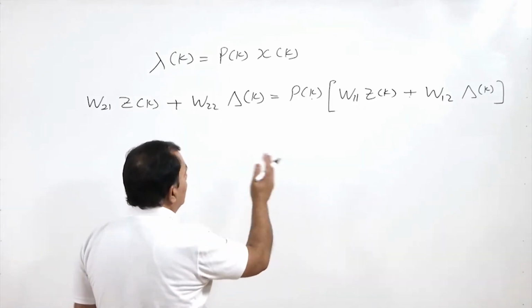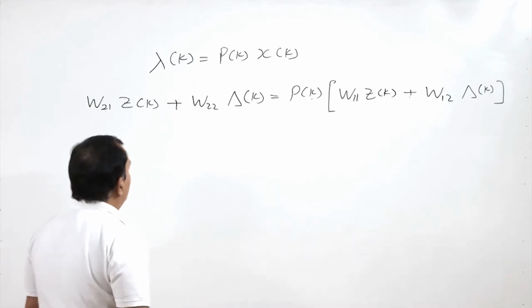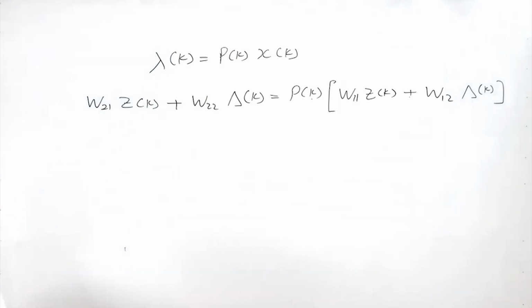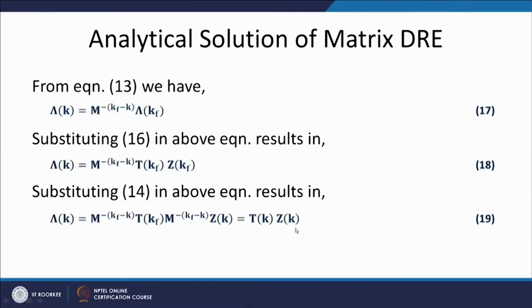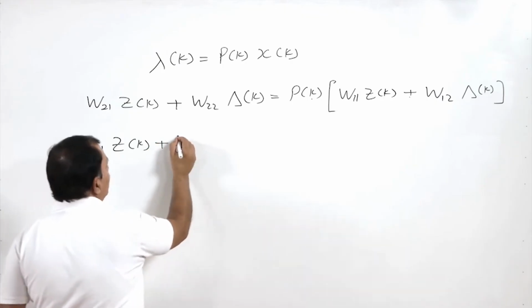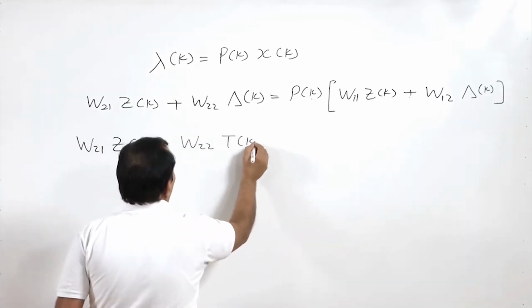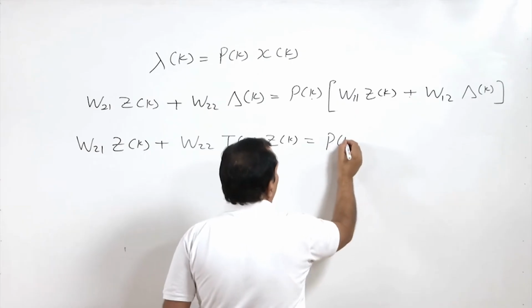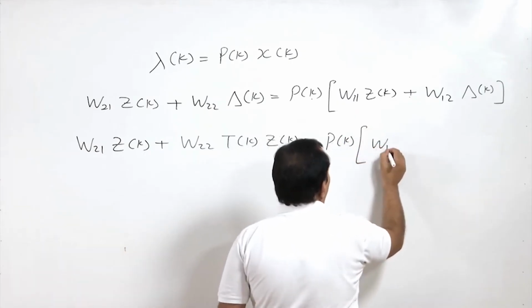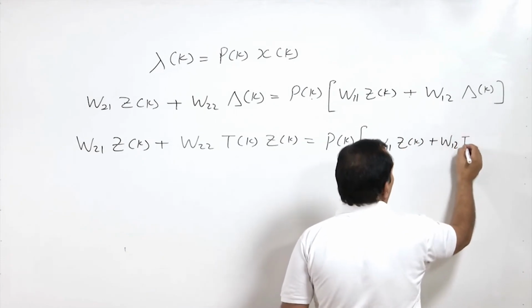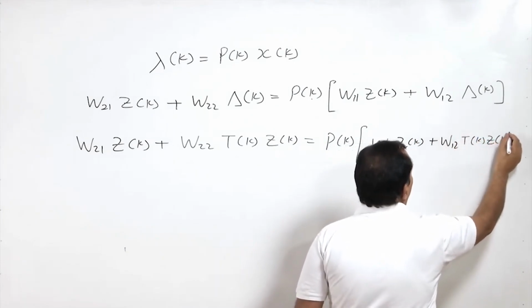Again we will arrange the elements of zk and del k. What we will do? We use the transformation del k equal to tk zk. So, we write W21 zk plus W22 tk zk, and on this side also pk is W11 zk plus W12 tk zk.